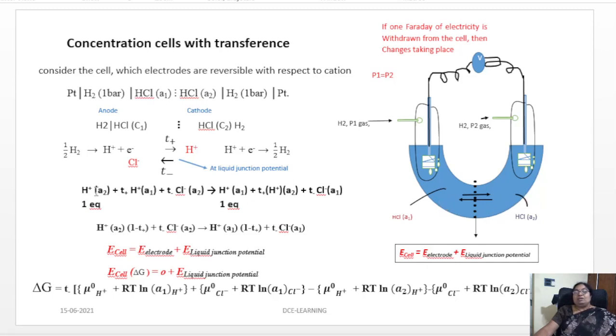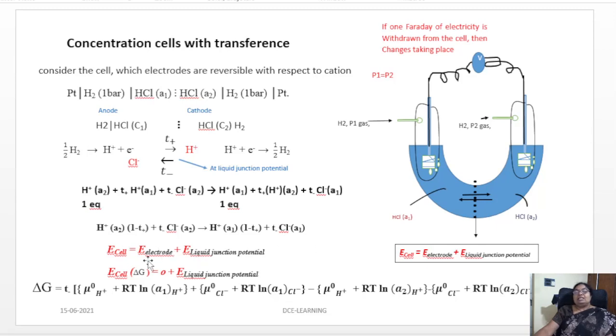Therefore, overall we take the reactions at the anode, at the electrode, and at the liquid junction potential. We are going to write the left and right reactions and the overall reactions in the form at equilibrium. You know that T plus plus T minus is always unity, so knowing that, we rearrange the equation into this form.